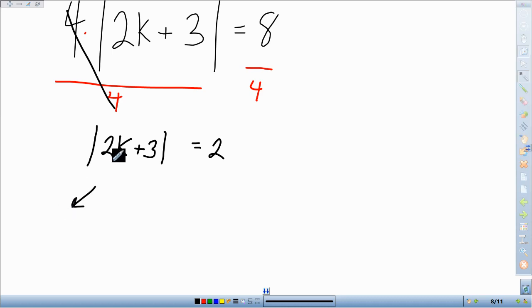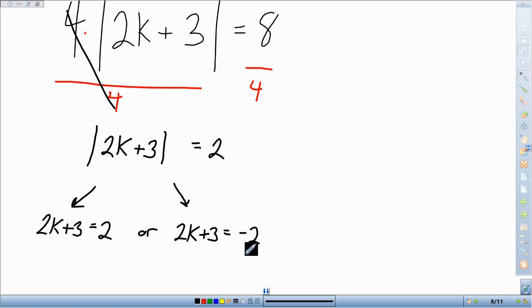So I know that 2k plus 3 is going to be equal to a positive 2, or 2k plus 3 is equal to a negative 2. On this one, I can see I'm going to get some fractions, so I'm going to write out my steps because it's easy to mess up. So I've got 2k equals negative 1. And when I divide by 2, it looks like I'm going to get k equals negative 1/2.